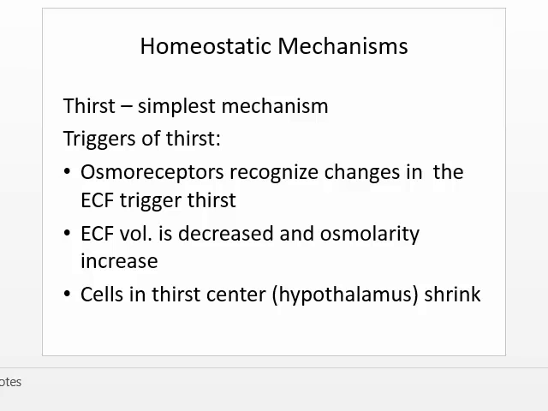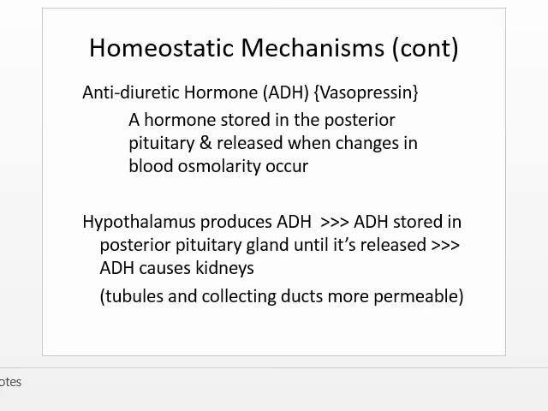Cells in the thirst center in the hypothalamus will also shrink if they don't have enough fluid, and again, that will trigger thirst. So any kind of hyperosmolar extracellular fluid is going to trigger the thirst center. Now remember, your thirst mechanism is less sensitive in the elderly individual, making them more at risk for dehydration. They just don't have a drive because it is aging and the mechanism is not functioning quite as well.